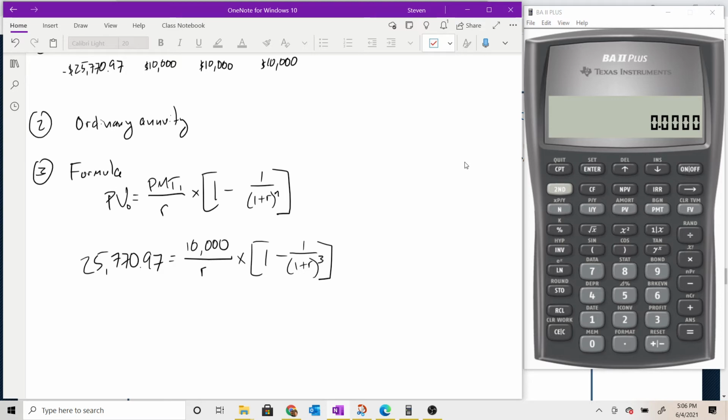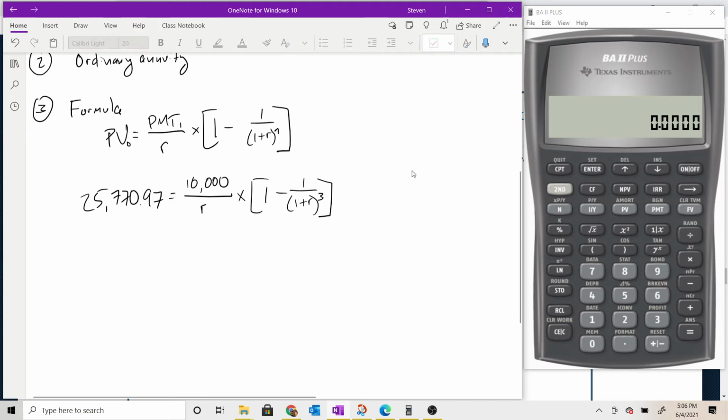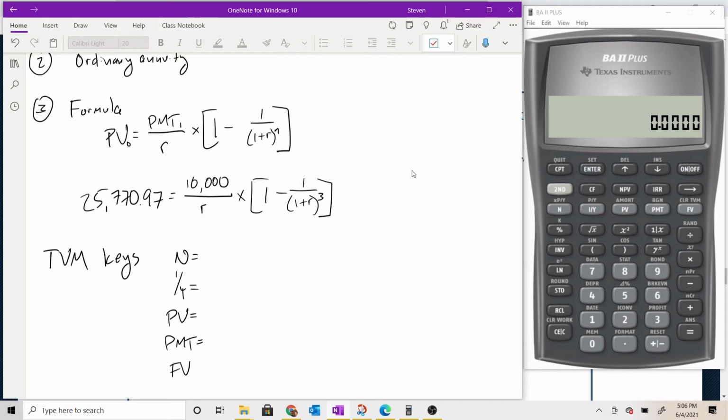It is much better when we're solving for the interest rate on something like an annuity to just go ahead and reach for the time value keys on the calculator. Right? We actually have 2 ways to solve this one with the calculator. Let's start with the time value of money keys. Okay, where those are the N, I over Y, PV, PMT, and FV.